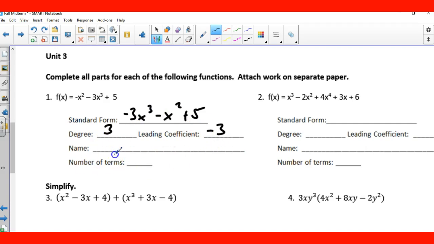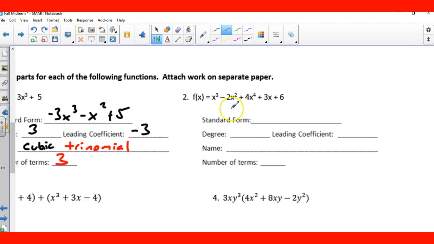Now we're going to name this polynomial. Well, since it has a degree of 3, that makes it cubic. And since there are 1, 2, 3, there's 3 terms. Because there's 3 terms, we say that it is a trinomial. Cubic trinomial. Now, what are the number of terms? Guys, there's 3 terms. Okay, cubic trinomial.